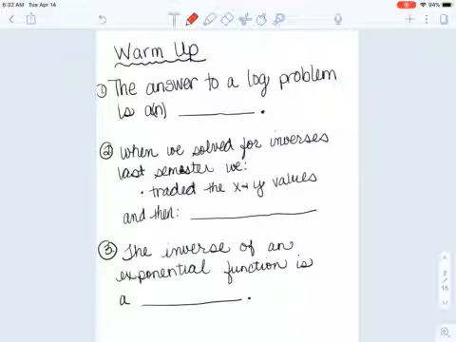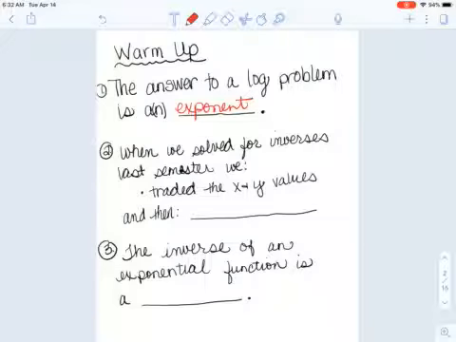Okay, so now, I said it yesterday, we'll say it a bunch of times. Again, the answer to a log problem is what? Nolan, what do you think? Yep, it's an exponent.